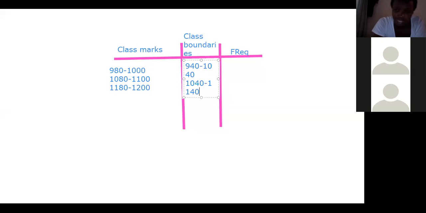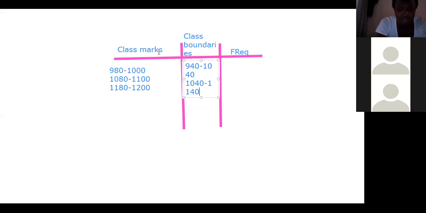So we've been able to understand class boundaries, class limits, class intervals, and so on and so forth. Now we are going to talk about the class size. When we say class size, we are saying that class size is normally the difference between the lower and the upper class of a class interval.